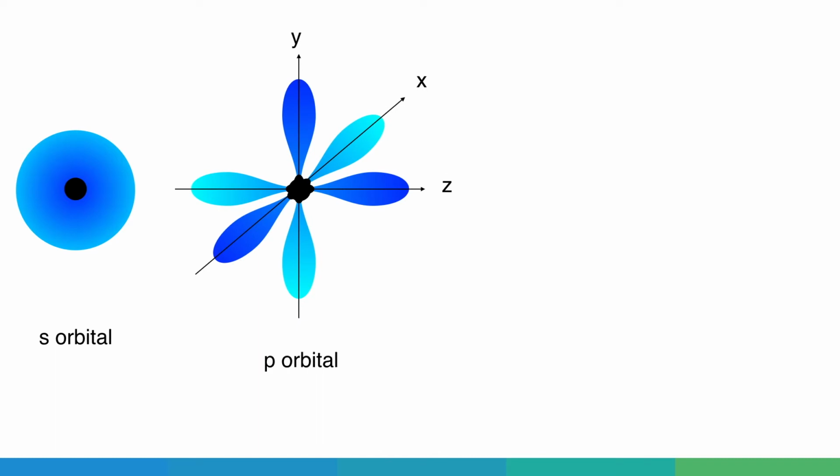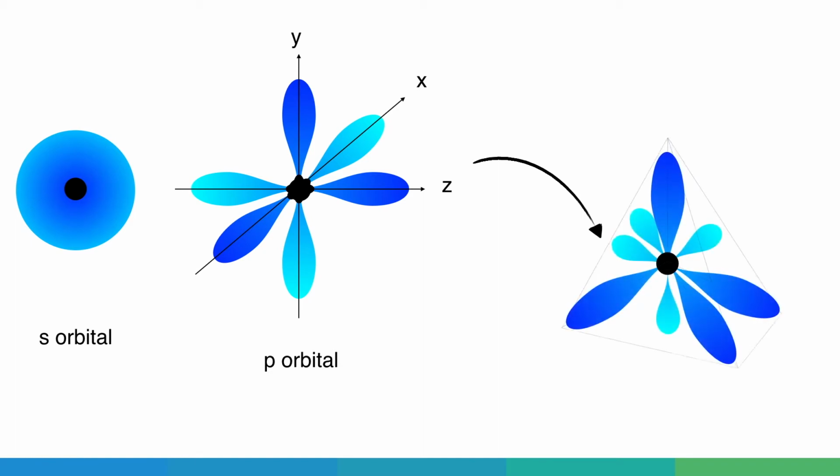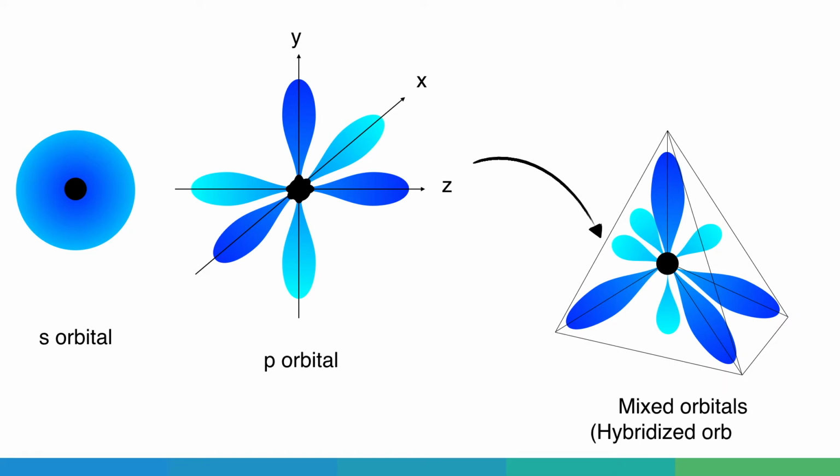When one s orbital and three p orbitals mix together, or hybridize, they produce four orbitals of the same energy, and this is known as sp3 hybridization, where one s orbital and three p orbitals mix together to form four different orbitals of the same energy. You can see from the diagram that the four lobes of sp3 hybridized orbitals are arranged in a tetrahedral manner, so that the lobes are aligned towards the corners of a tetrahedron and the bond angle becomes 109 degrees.